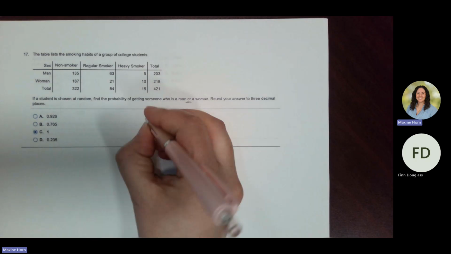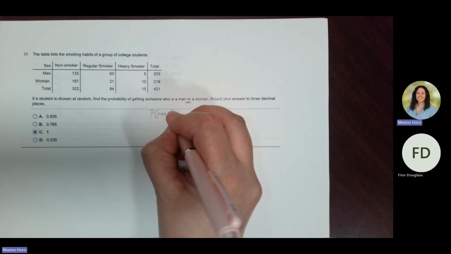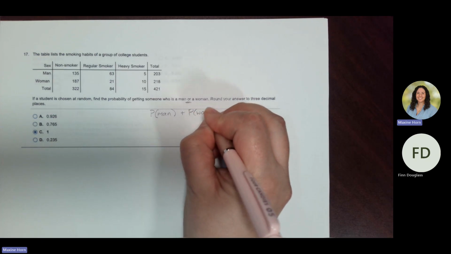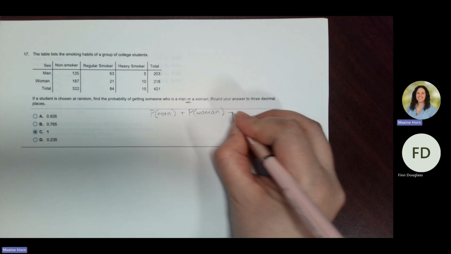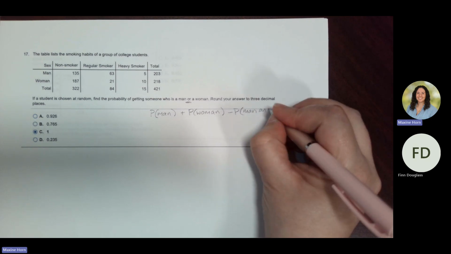Okay, so we have this or. If you guys remember, when we see that or, that's the addition rule, right? And the addition rule says that we take the probability of the one thing, we add it to the probability of the other, and then we subtract the probability where they overlap.